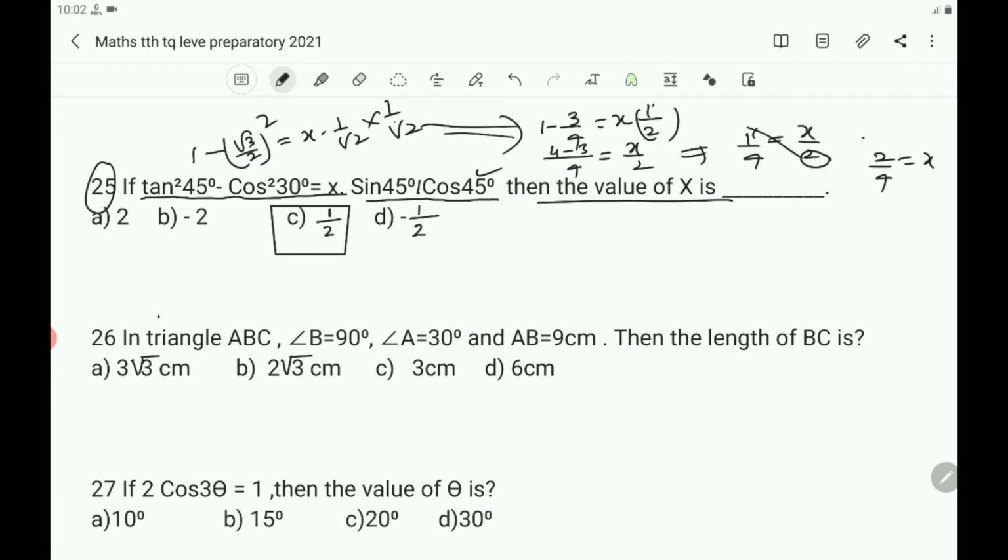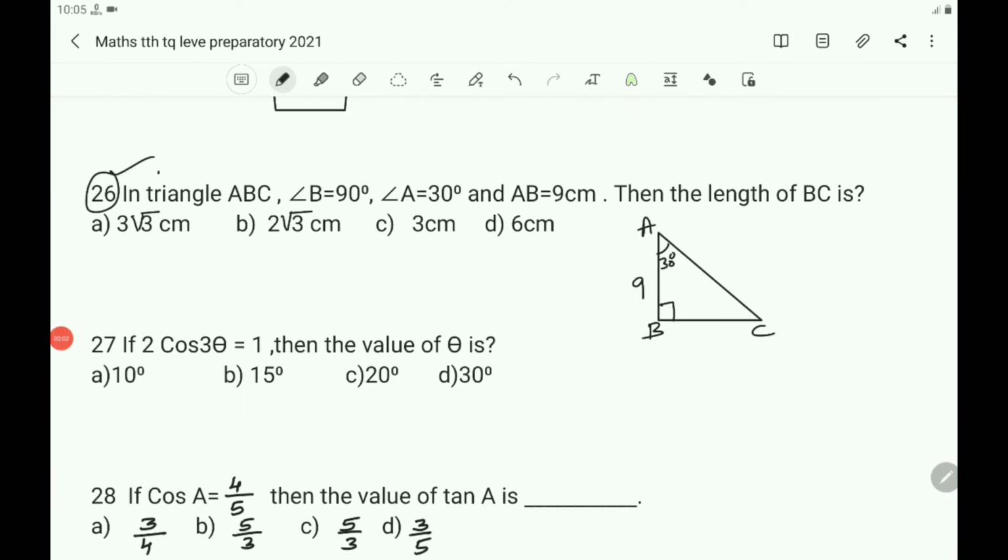You must know tan 45, cos 30, sin 45, cos 45. Otherwise, you can't get the answer. So, to find the value of x, you must know the values of tan 45, cos 30, sin 45, cos 45. Tan 45 is 1, so tan² is 1² that is nothing but 1. Cos 30 is root 3 by 2, so (root 3 by 2) whole square gives you 3 by 4. Then sin 45 is 1 by root 2, cos 45 is also 1 by root 2. You must substitute and simplify the LHS and RHS and solve for x. Then you will get the value of x.